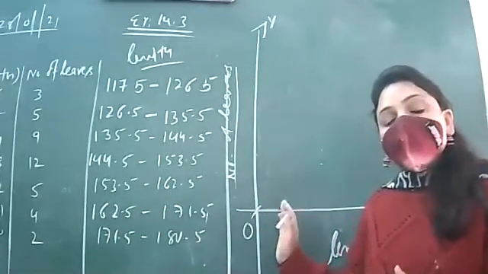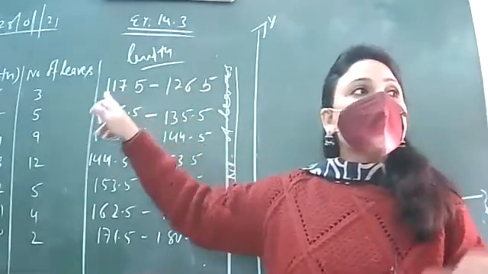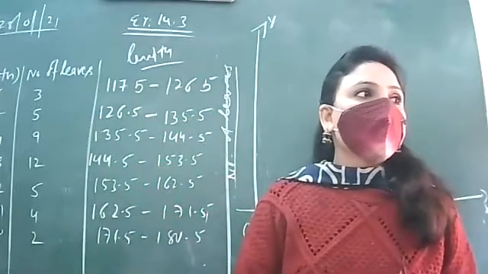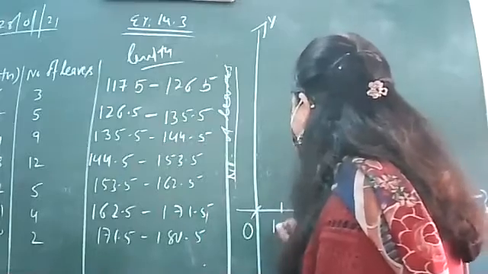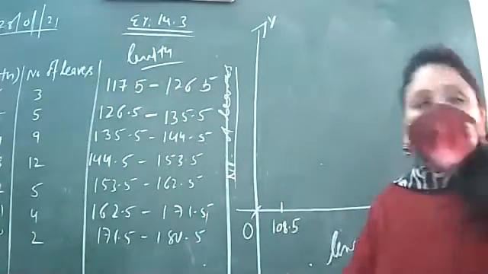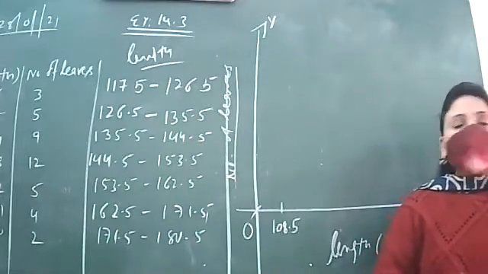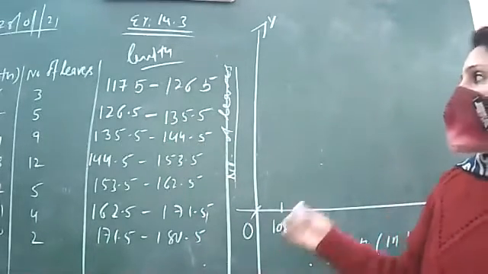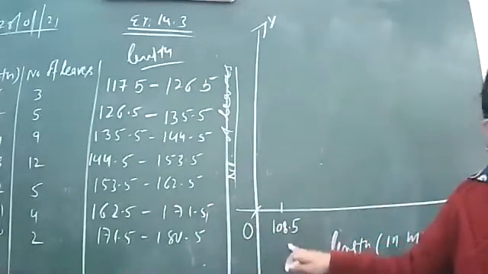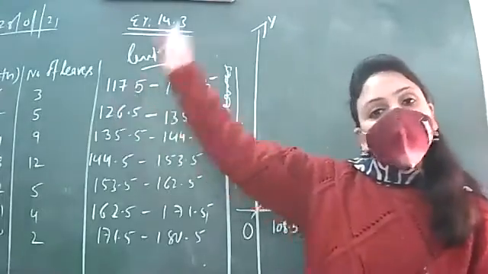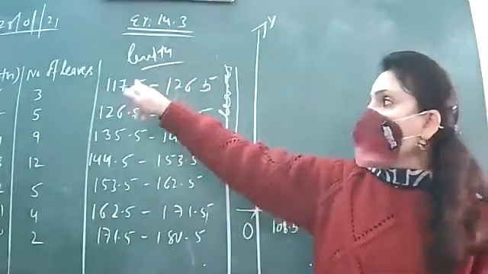Now the thing is, from which number should we start? This 117.5, right? If we subtract 9 from it, how much is left? 108.5, right? So I would like to take the first point to be 108.5. Since we have to include 117.5, we take it this way. How did I take it? We are taking a gap of 9 behind, so it became 108.5.